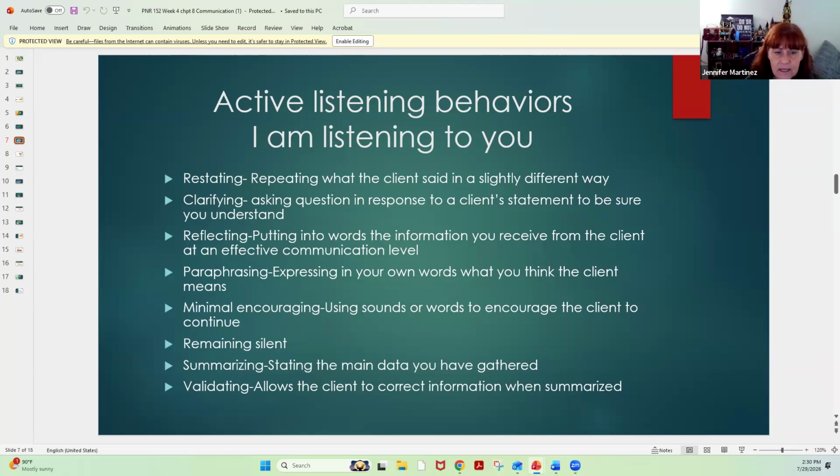Is that correct? And this brings us into validating, and the client can say, yes, the information is correct, or they can say, wait, no, it's not a 5 out of 10. It's a 10 out of 10 on the pain scale. So it gives them a chance to say, yeah, you got the information correct, or it can give them a chance to correct any misinformation that may have been heard in the process.